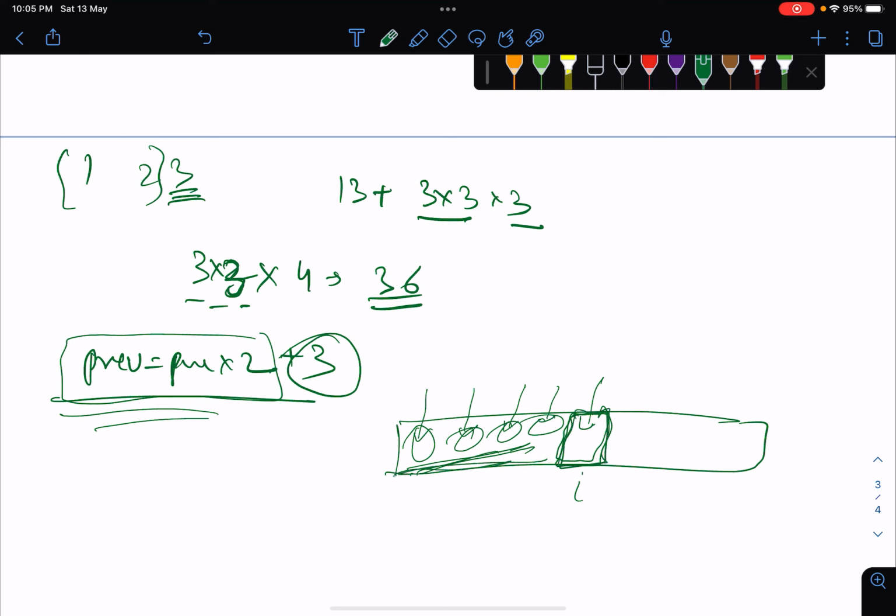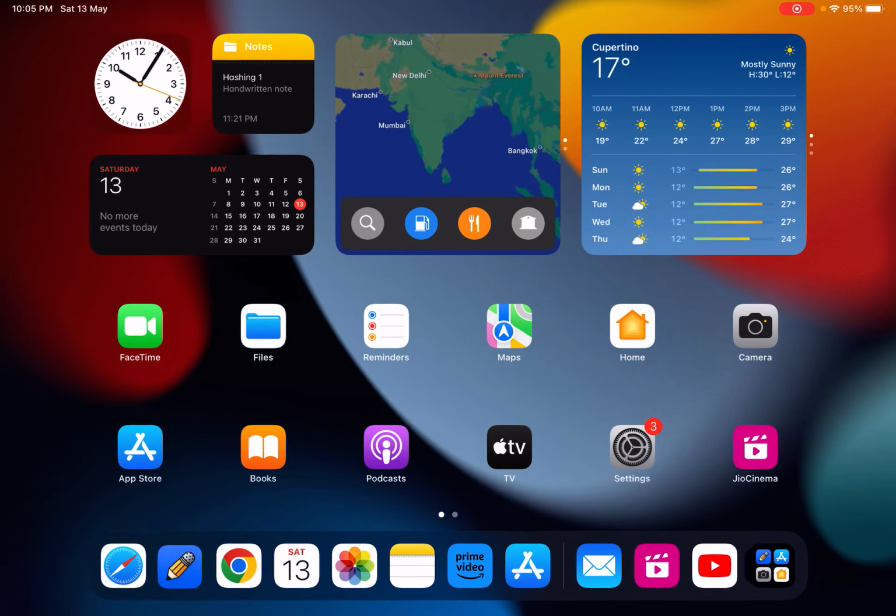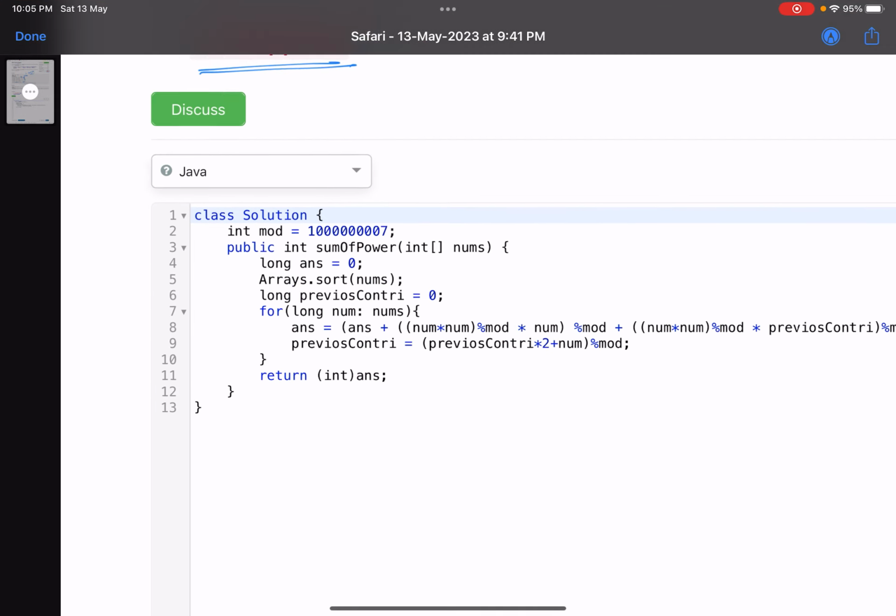Okay. So we are finding the contribution of each one of them. Like for example, in how many subsets this guy is acting as min, in how many subsets this guy is acting as min. So this is the way you find the number of subsets. Okay. So that's it for the solution. If I show you the code, it's very easy.